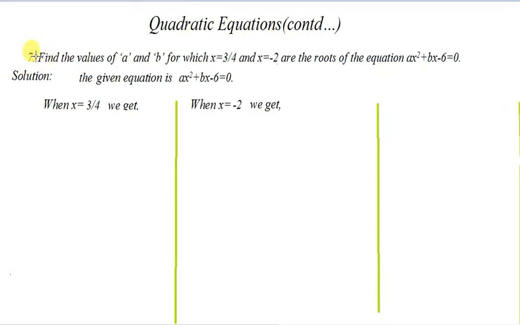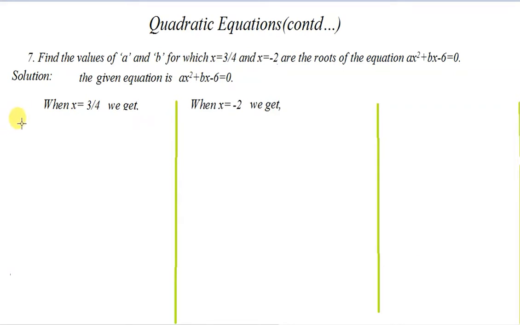This is from Exercise 4, question number 7. Find the values of a and b for which x is equal to 3 by 4 and x equal to minus 2 are the roots of the equation. We are given the values of x, which are the roots of the equation, and we have to find a and b. The given equation is ax square plus bx minus 6.